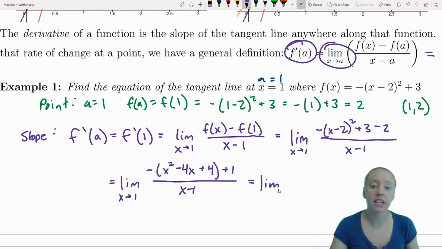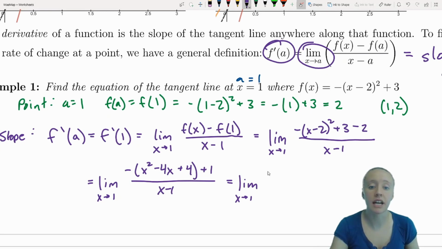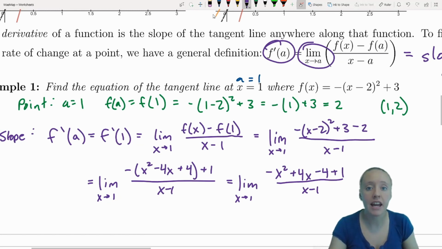So we're going to have the limit as x approaches 1 of, distributing that negative through, negative x squared plus 4x minus 4 plus 1 all over x minus 1. Now I can combine my negative 4 and my positive 1 to give me a negative 3.